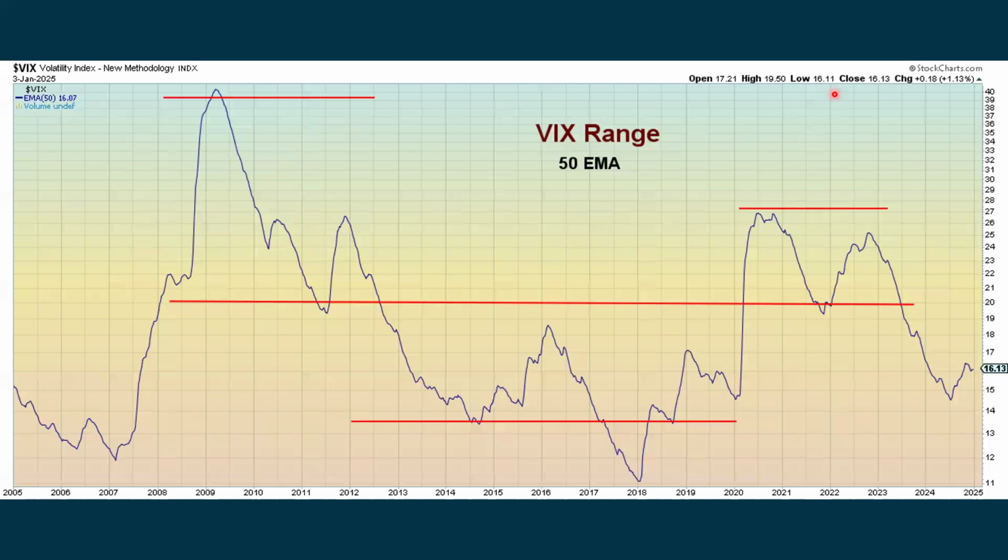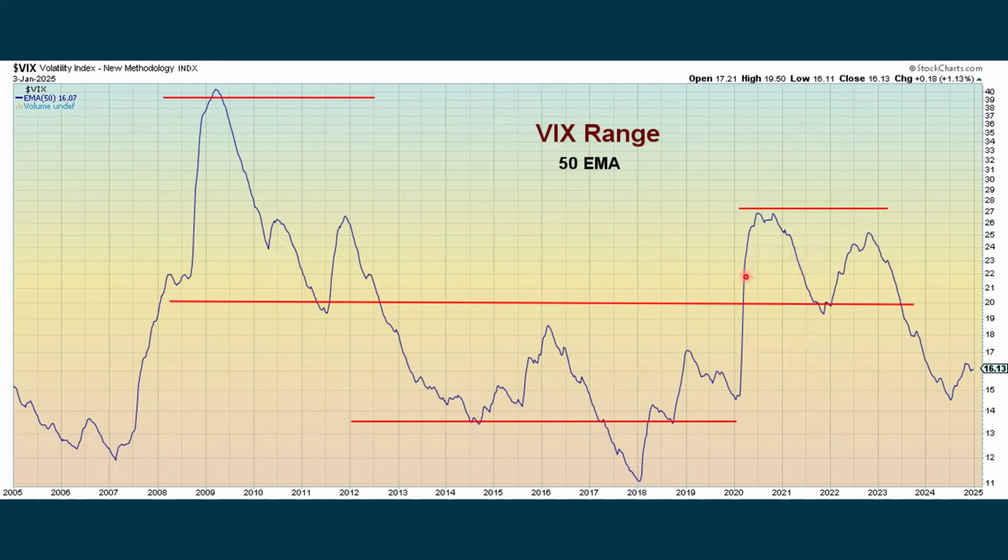The first chart is a chart of the VIX. The VIX is invisible on this chart, but over top of that is a 50-period exponential moving average. The idea behind this chart is we get a sense of the range of the VIX. When we're in a more positive environment, the VIX is lower. When the VIX is low, we tend to do better. But when we go up into a higher range, that's when the VIX really goes up and stays up high.